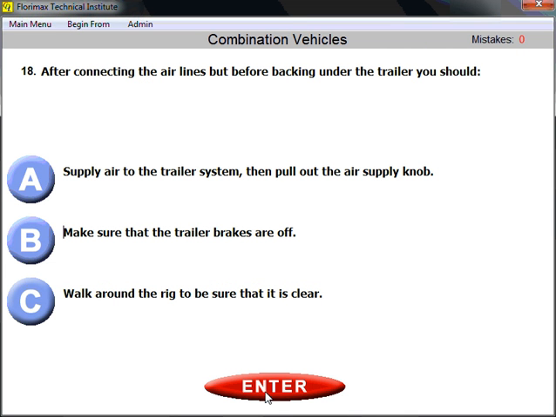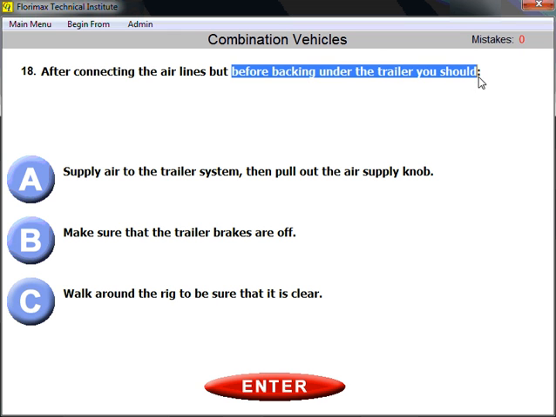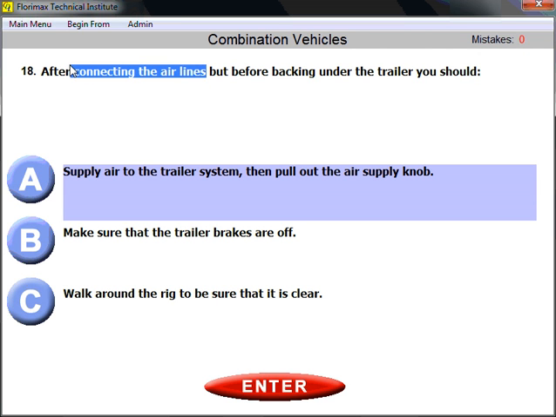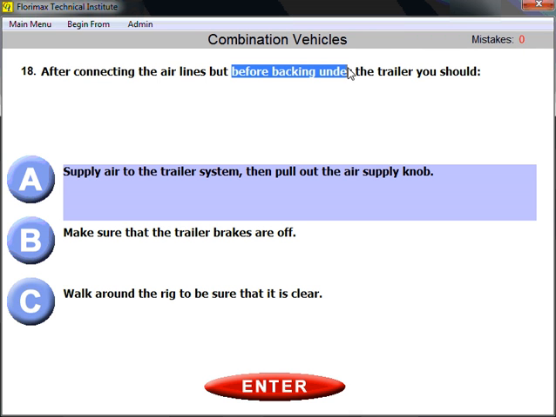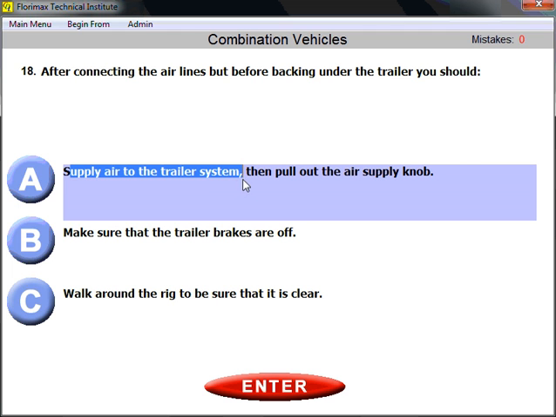Question number 18. After connecting the airlines, but before backing under the trailer, what should you do? You need to remember, you need to supply air to the trailer system. Especially it's important for the old trailer which do not have spring brakes. You connect the airlines. Why did you do it? To supply air. That's why when you read such a question, you need to supply air.